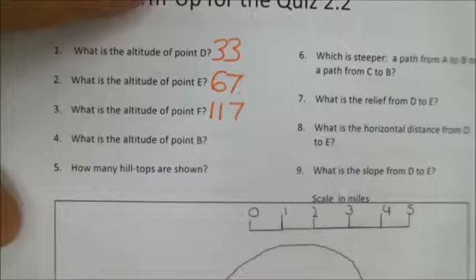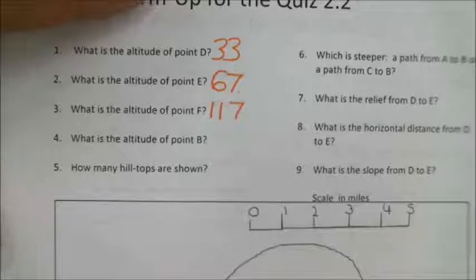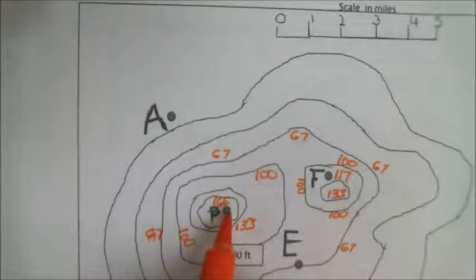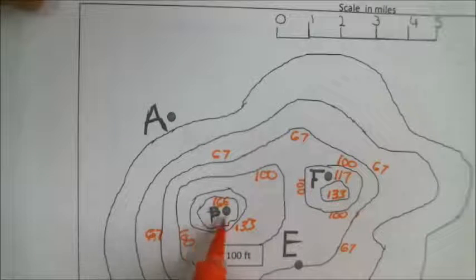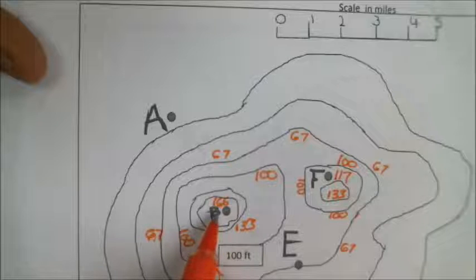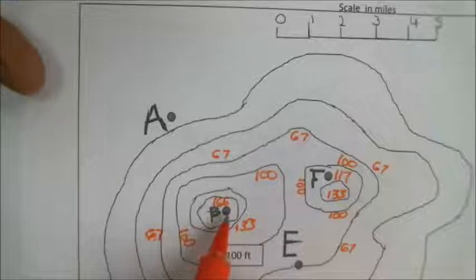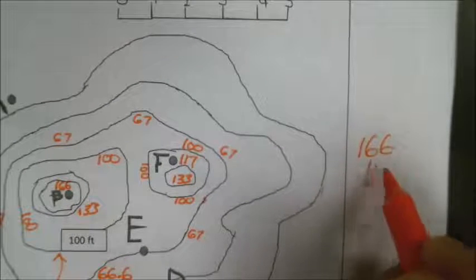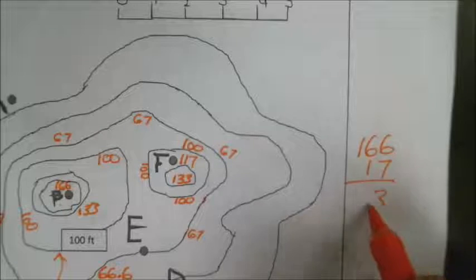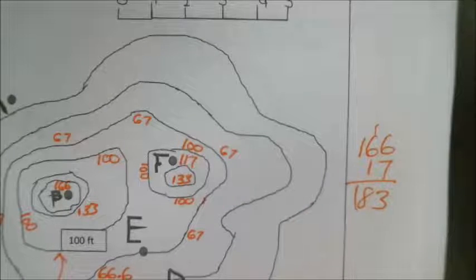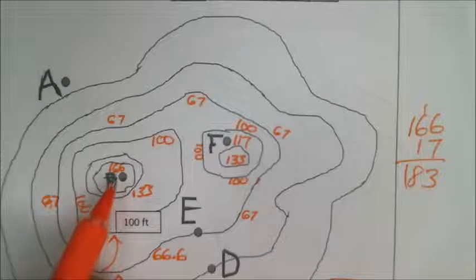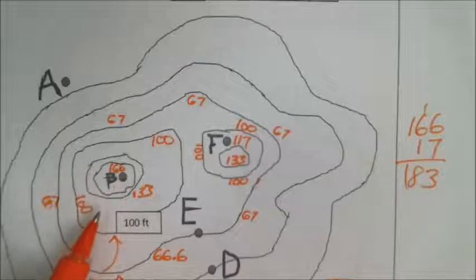We're going to do something similar for the next question, number 4. What's the altitude of point B? Point B here is above the 166 contour line, so we estimate a half a step above that. 17 feet above 166. I'm going to have to go off here to the side, to the margin, and add those two together. We get 183 feet for the estimate of the top of this hill. That's a half a step above the last known contour line.